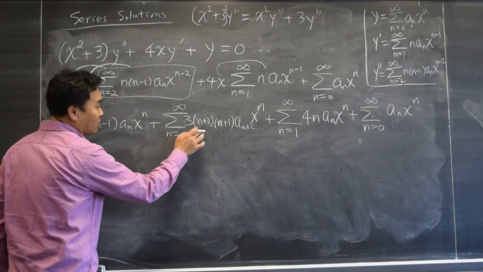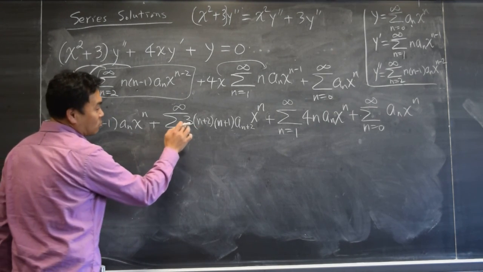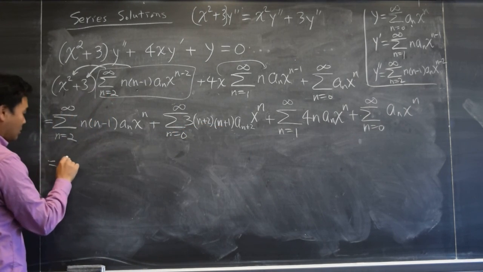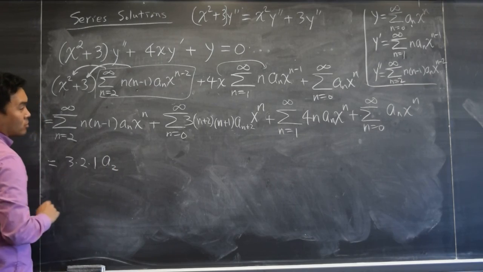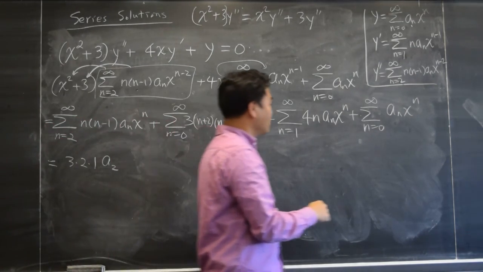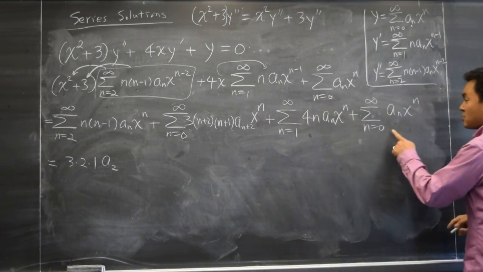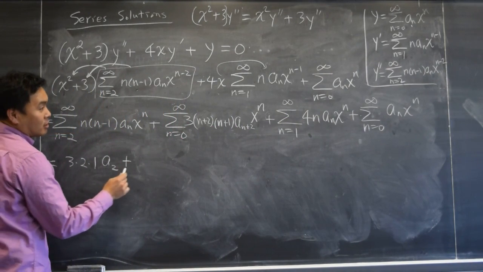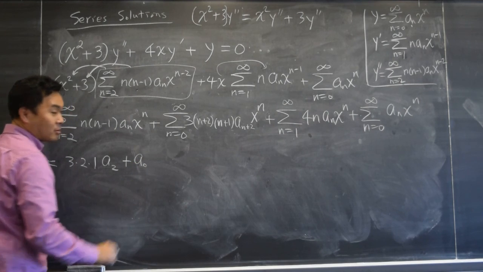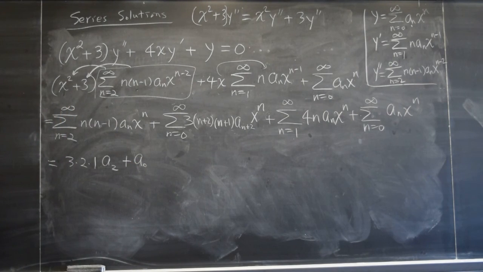If I plug in 0, this gives you 3 times 2 times 1, a of 2, x to the 0th is 1. This doesn't produce anything. This produces plus a0. That's what corresponds to the 0th hour, right? Okay, plus.